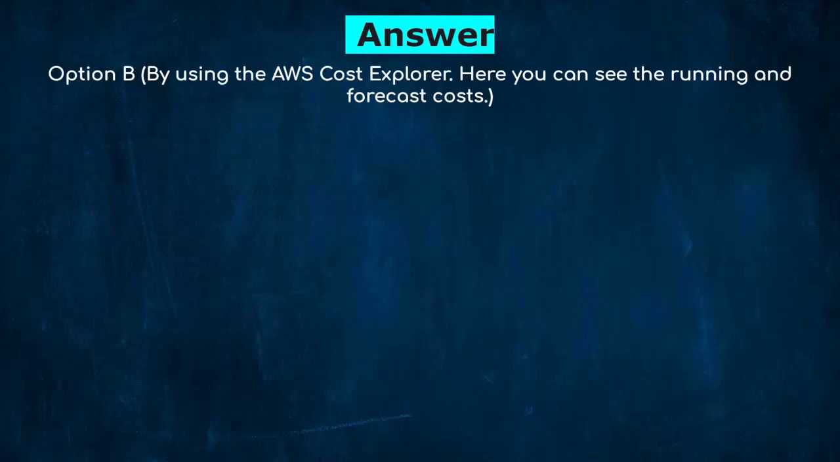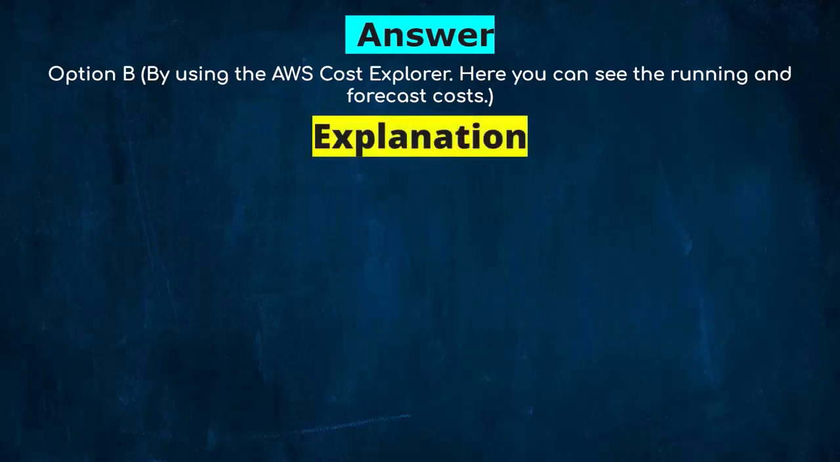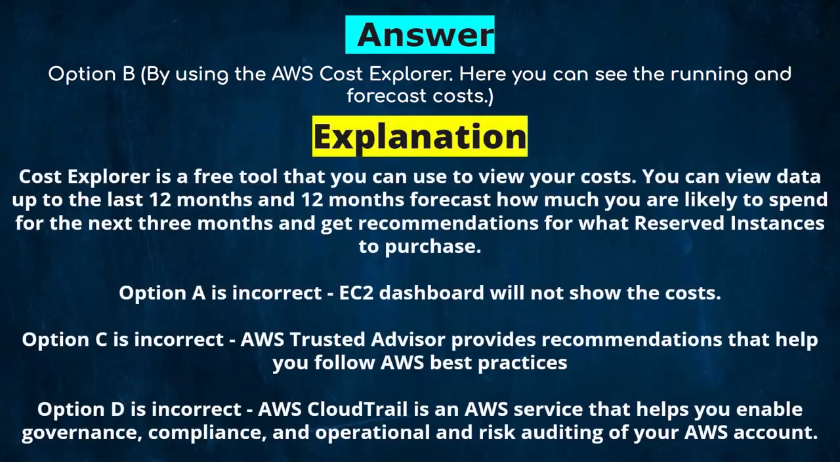By using the AWS Cost Explorer. Here you can see the running and forecast cost. Explanation. Cost Explorer is a free tool that you can use to view your cost. You can view data up to the last 12 months and 12 months forecast how much you are likely to spend for the next 3 months and get recommendations for what reserved instances to purchase.